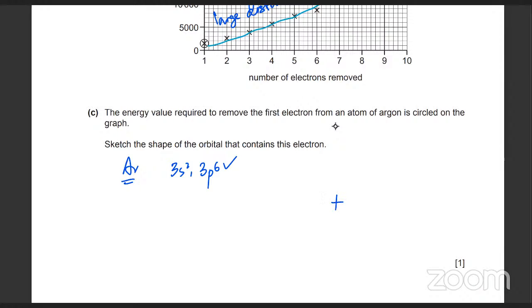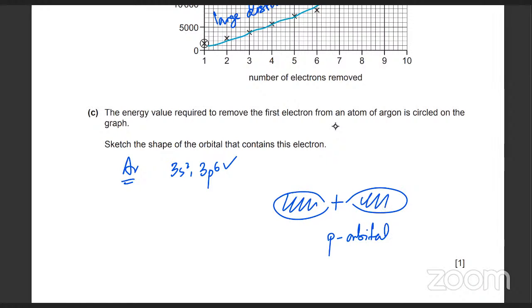So you have to draw the shape of the P orbital. So you can draw two lobes. That's it. Okay, that's your P orbital. There's an electron that's going to be buzzing around, negative charge, in this particular space over here.